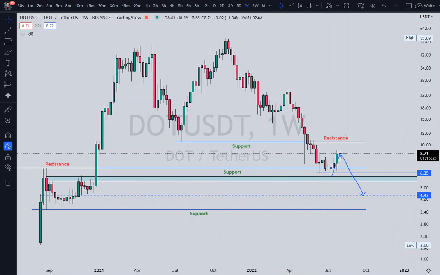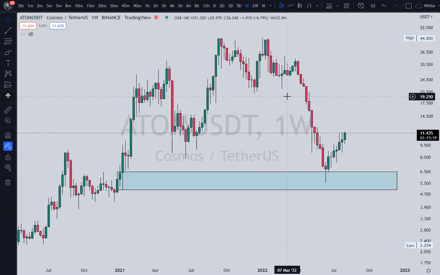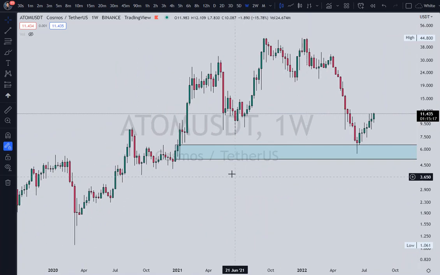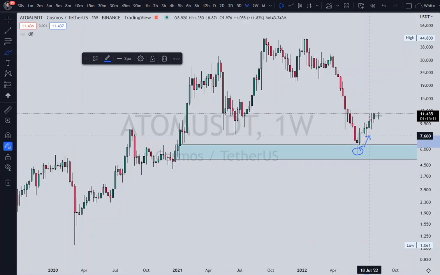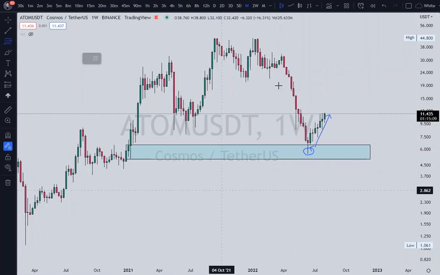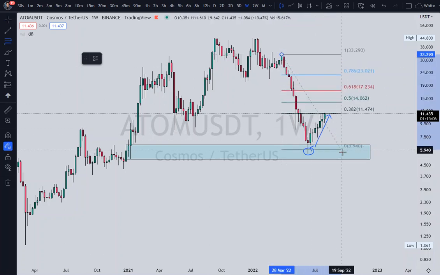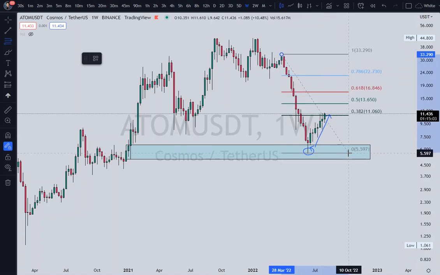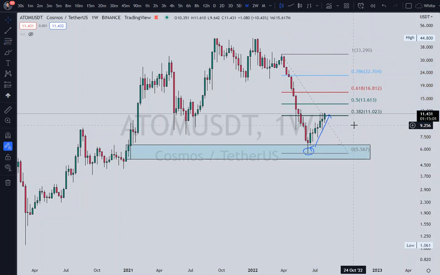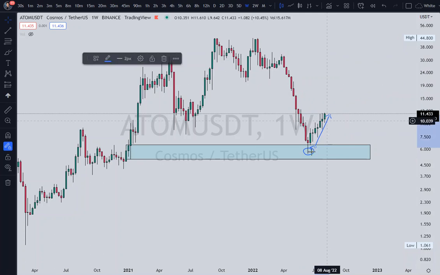So this is for Polkadot, but I want to show you two great setups on Atom and AVAX. Here we are in Atom in weekly time frame. You can see a very good bounce from this support area to the upside. Let's use the Fibonacci tool to see how great it was. Okay, you can see it is right at the 0.382 Fibonacci level. There is a chance to see higher levels, and this is what I want to show you here, which would be a good setup.